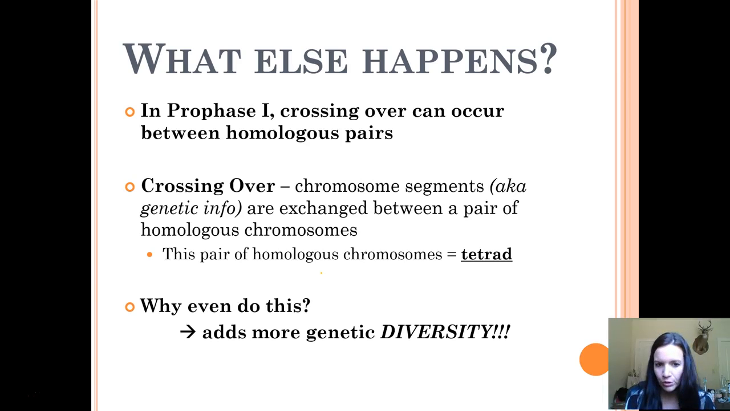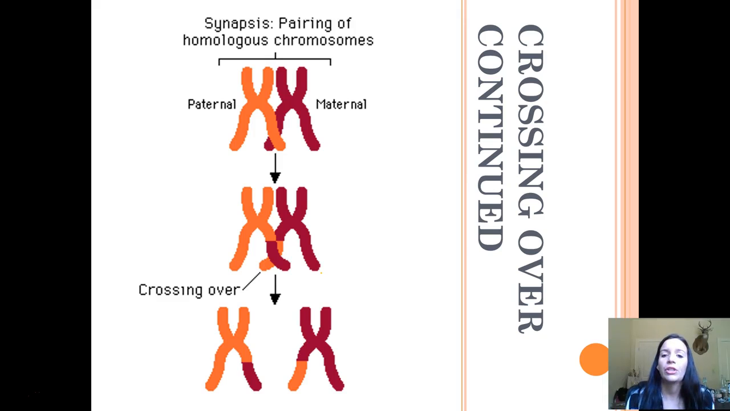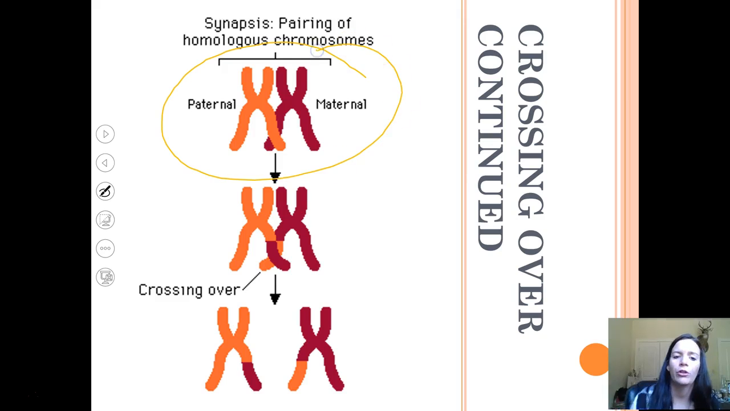So why do we even do this? Well, it adds more genetic diversity. Here's a look at what that looks like. You have your two chromosomes, a paternal and a maternal, and you see crossing over. They're basically exchanging a limb on each other so that now they have that different variety. Then when those chromosomes are pulled apart later in meiosis, they're going to have a little bit of a different recipe, so to speak, than they would have originally, giving even more diversity to the offspring.